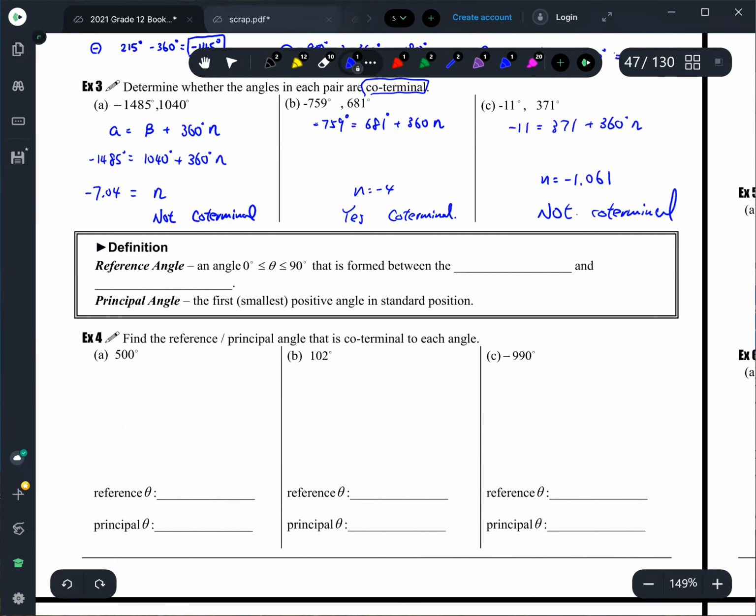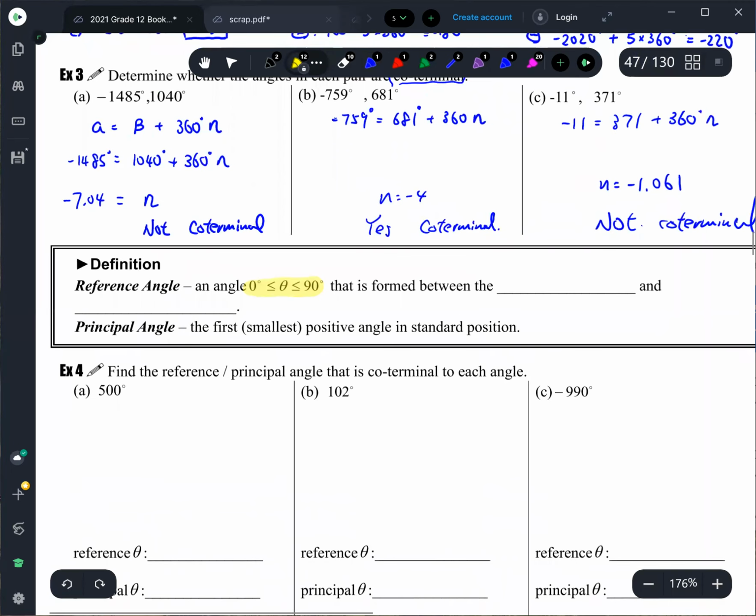The next one is called the reference angle. You've learned it in grade 11 as well. It's an angle that is between 0 and 90 degrees. And you see there's an equal sign, so it could also be 0 degrees, and it could also be 90 degrees. It is formed between the terminal arm and the x-axis.